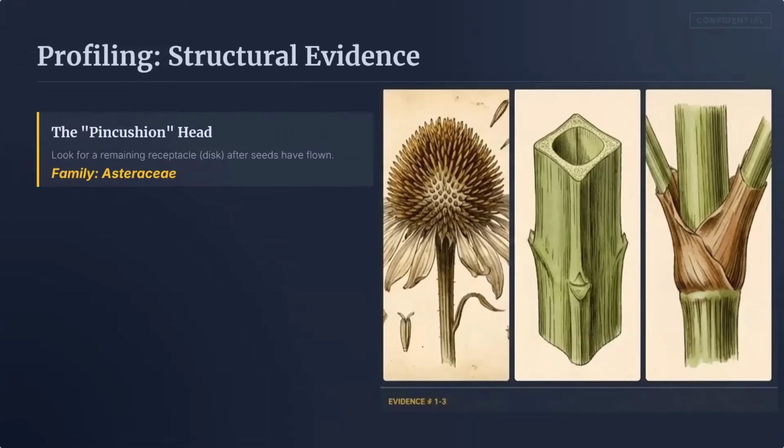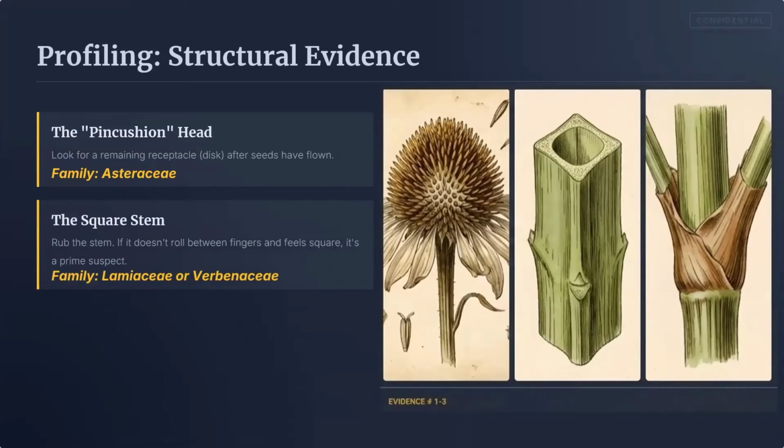So the first one, we've got a pincushion head, which is actually a receptacle, the leftover part after the seeds have fallen off from an Asteraceae, or the sunflower family. Then we have a square stem in the middle here, and that's going to be the Lamiaceae or Verbenaceae family. That's the mints and the verbenas. So things like lantana are in the verbena family, and then Lamiaceae has all our mints, of course.